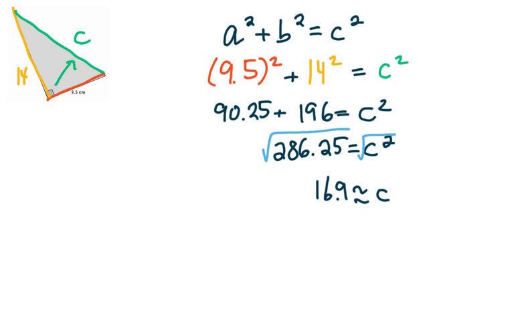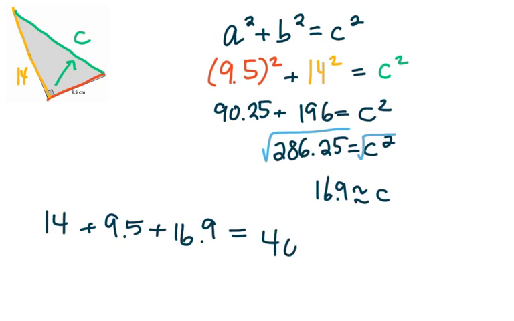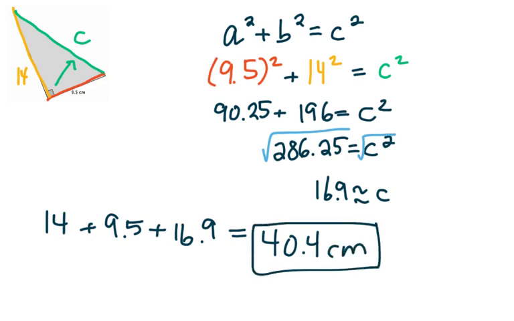So now I have my three side lengths. I have the 14 plus 9.5 plus 16.9, and when I add those together, that gives me 40.4 centimeters. It's an approximation, but it gives us the perimeter of this triangle.